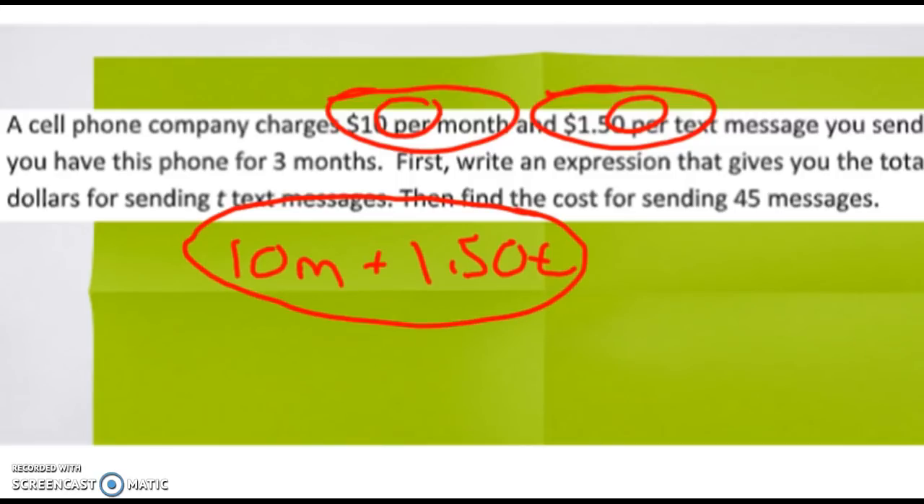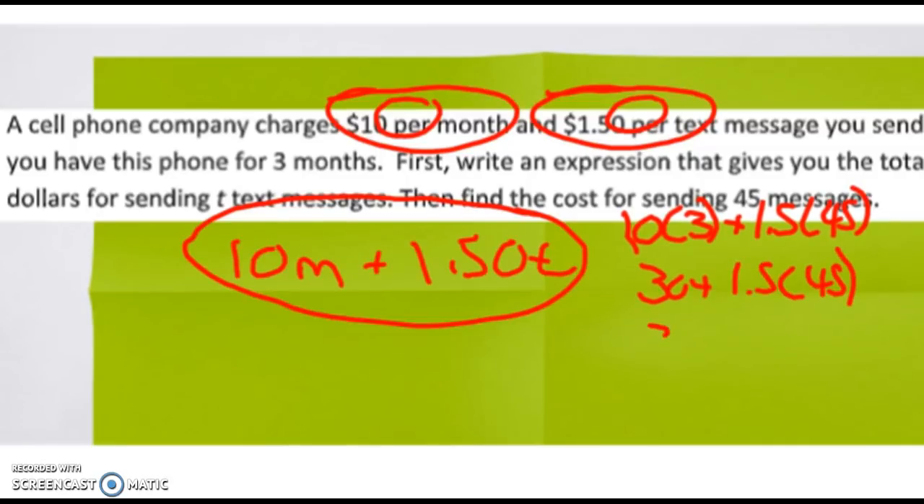The second part of the problem says that you need to plug in 3 for m and 45 for t. So this is going to be 30 plus 0.15 times 45. 30 plus 6.75. 36.75. So I believe my answer is 36.75.